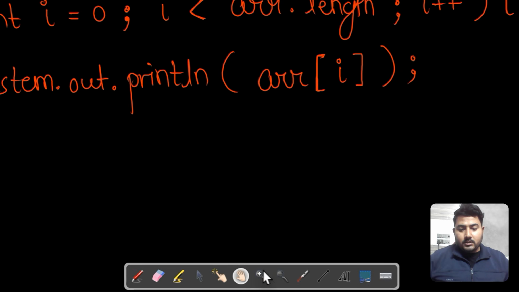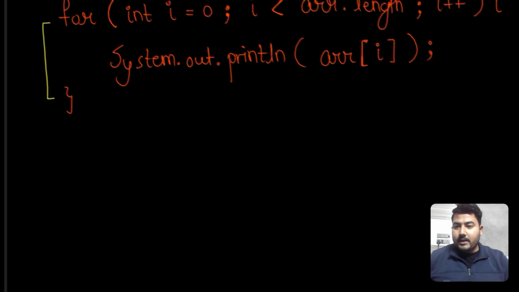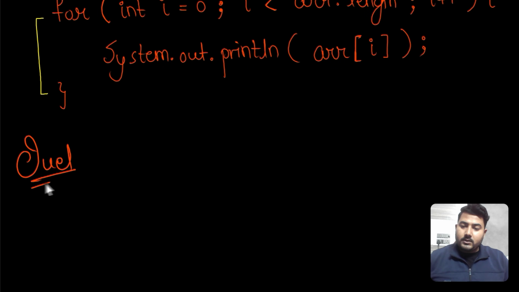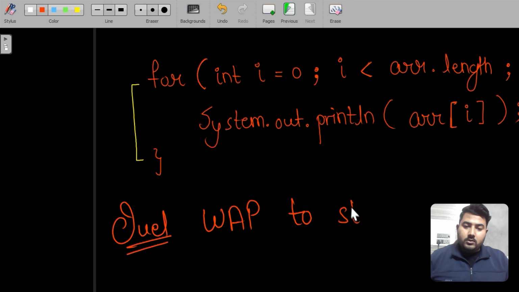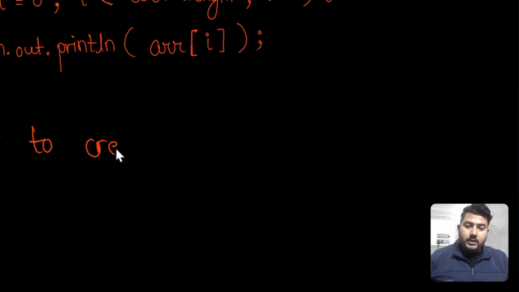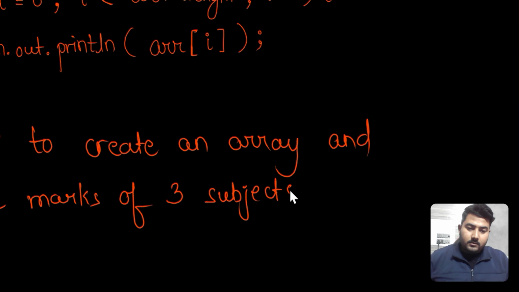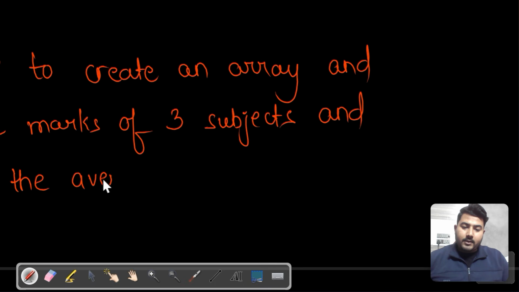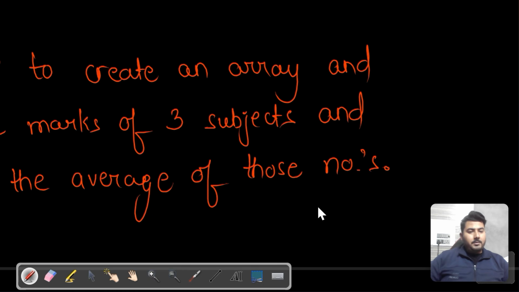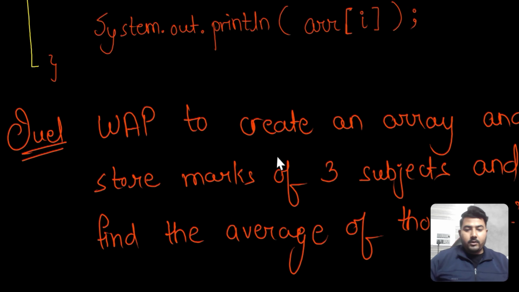Now, I would like to give you a homework question which you can practice for this part. What you are going to do is write a program to create an array of marks of three subjects. Print the average of those numbers. I hope it will be pretty straightforward, because now you are totally aware about how you create an array.